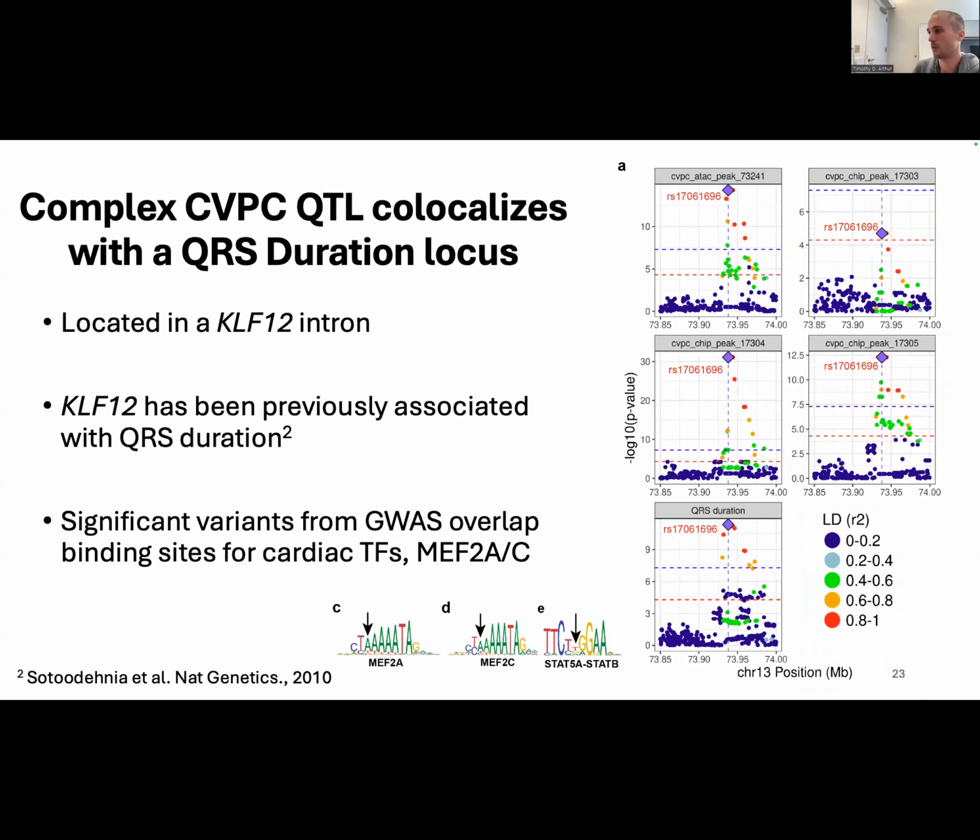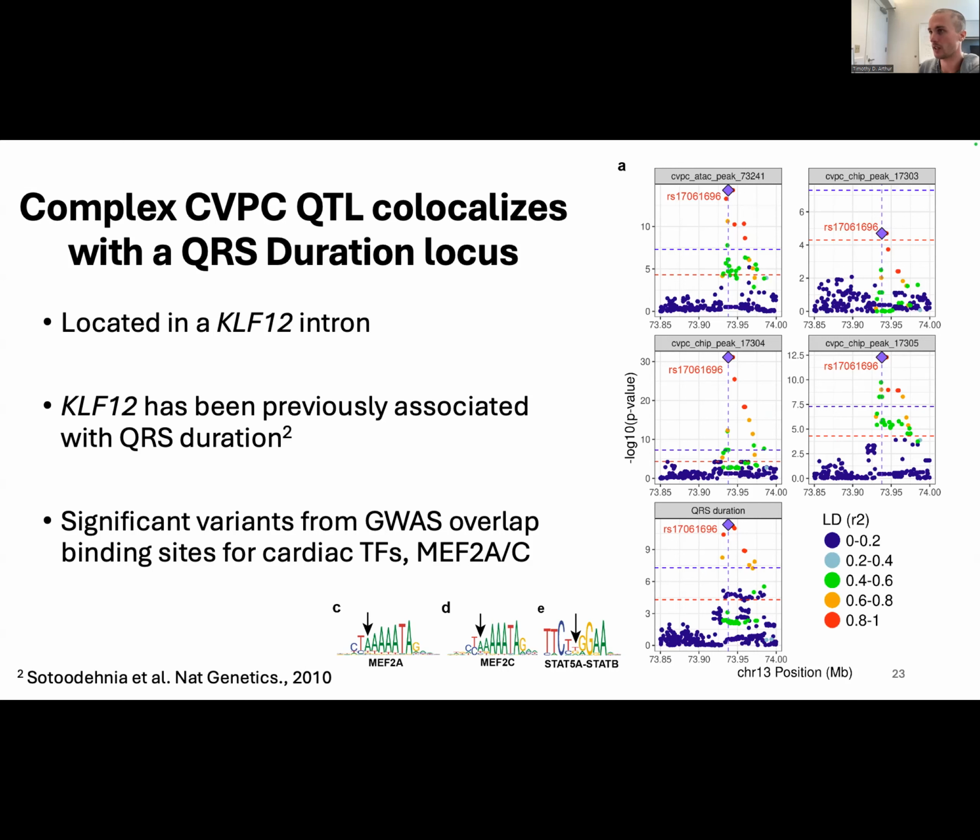We found an interesting complex QTL module that is associated with a QRS duration locus. QRS is a part of an EKG, and it describes the electrical impulse of the heart.